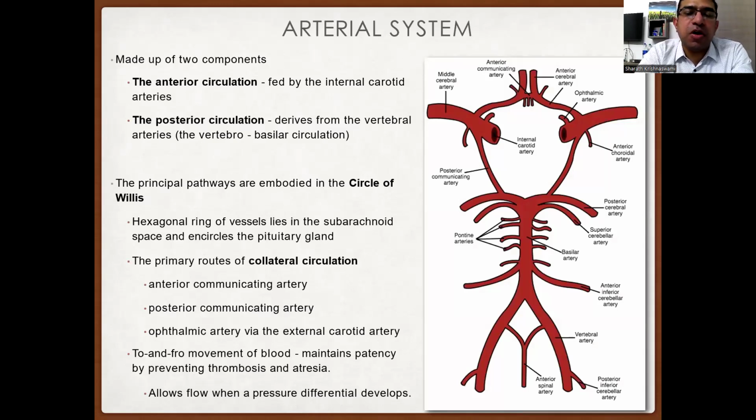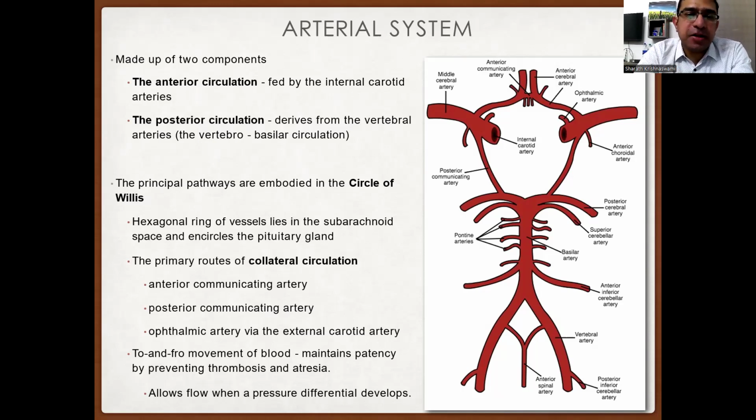Now, the broad division of the arterial system of the brain can be divided into the anterior circulation and the posterior circulation. So, the anterior circulation is fed by the internal carotid artery, and the posterior circulation is supplied by the vertebral arteries and is known as the vertebro-basilar circulation.